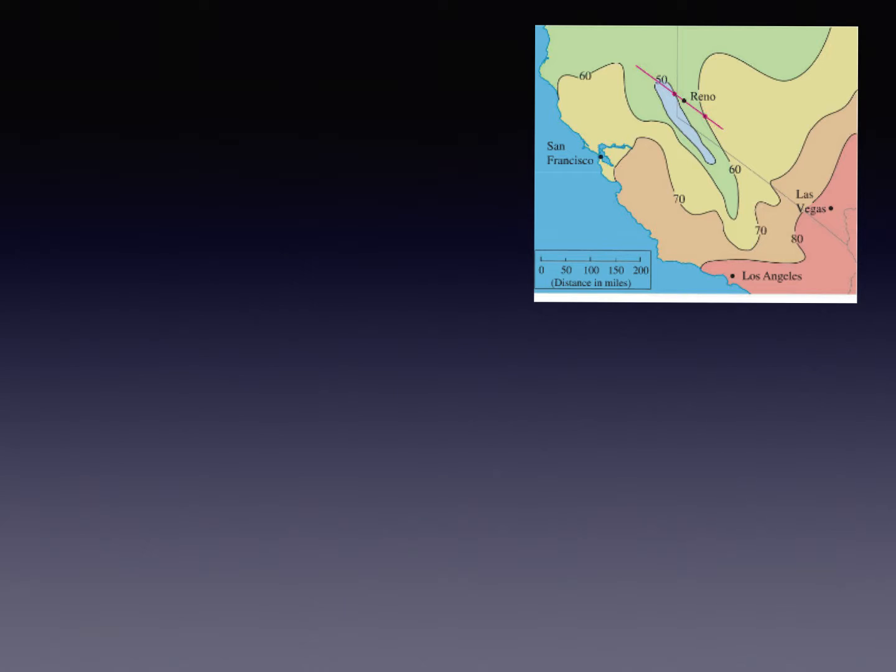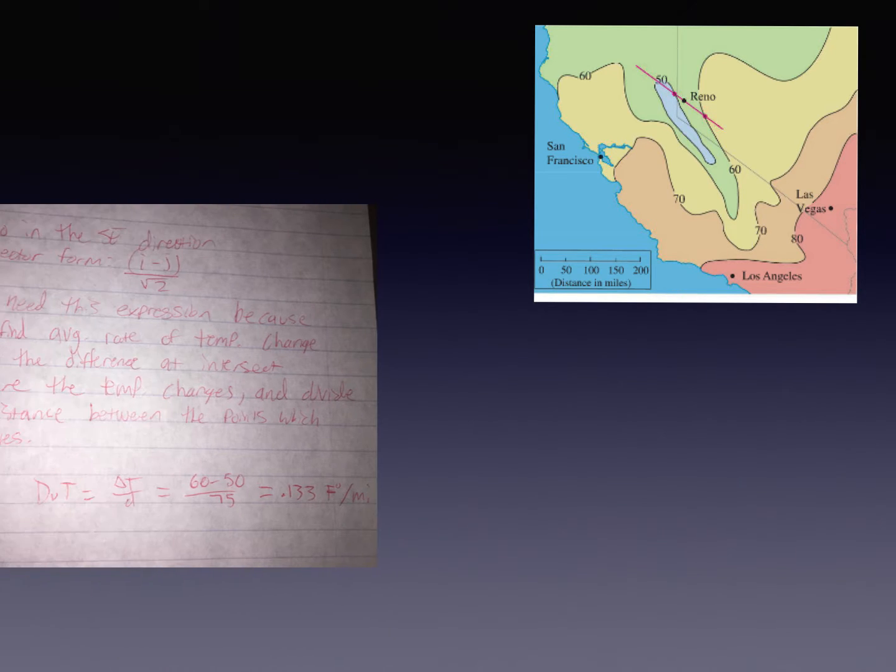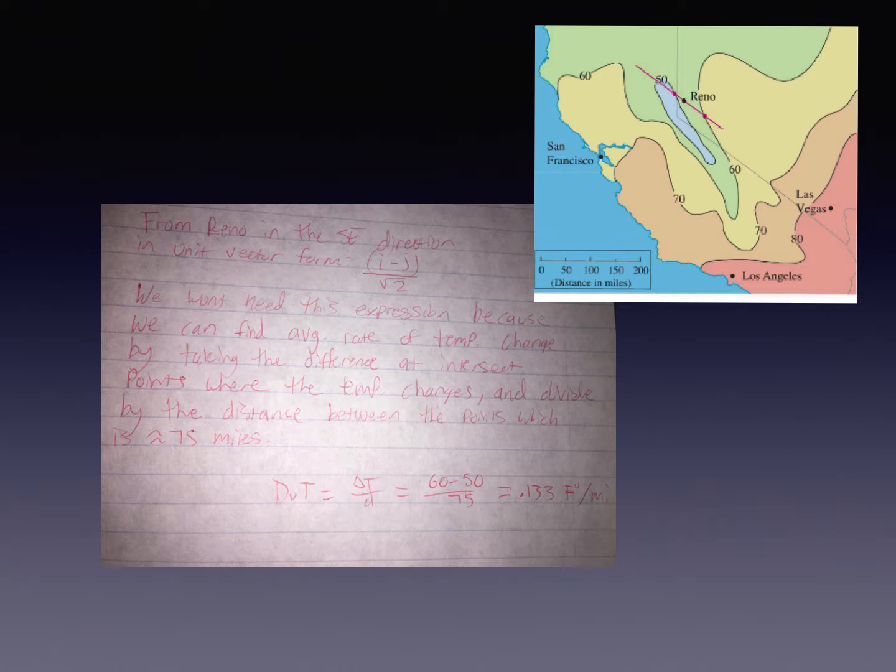Let's say we have a similar map, still with different areas of changing temperature with respect to distance, and we want to travel along the line from Reno in the southeast direction. Let's say we're traveling in the unit vector i minus j. In this case, we might not necessarily have to use this expression, because we can find the rate of change of temperature by taking the difference at intersect points where the temperature changes, and then dividing by the distance between the 2 points, which is approximately 75 miles according to the key.